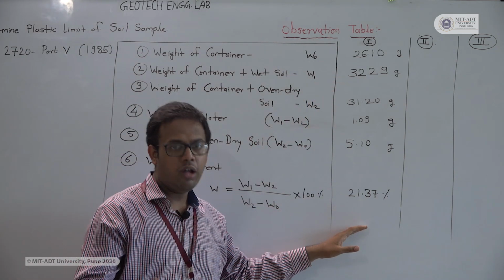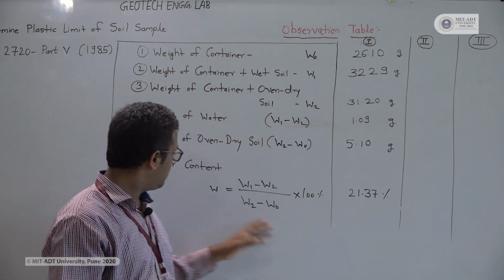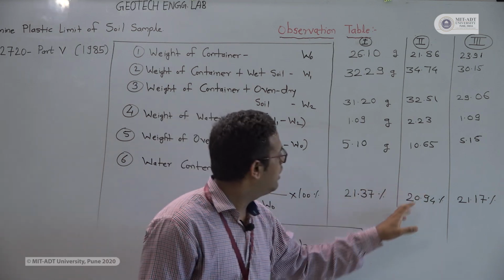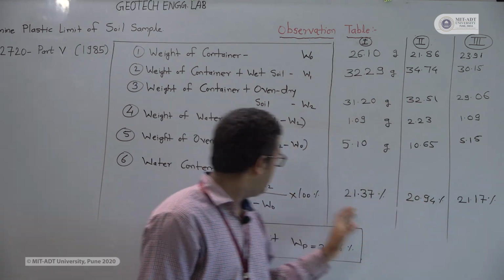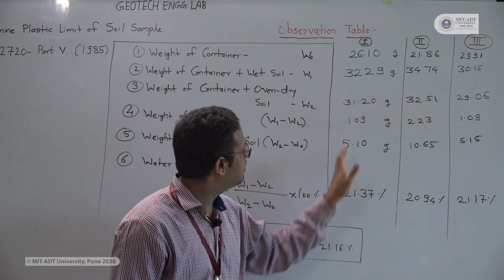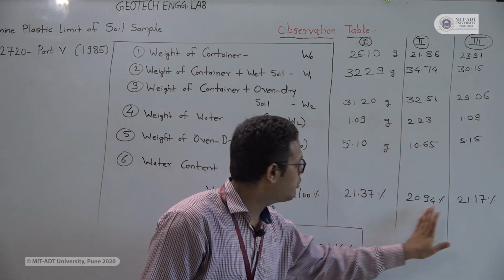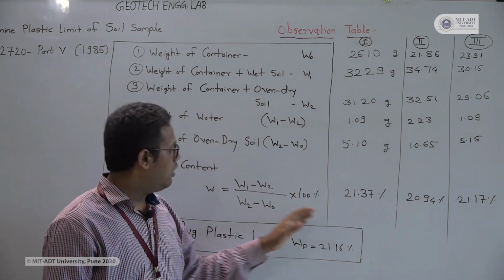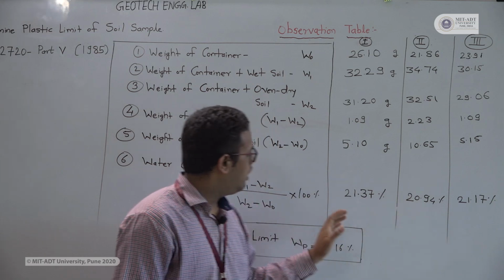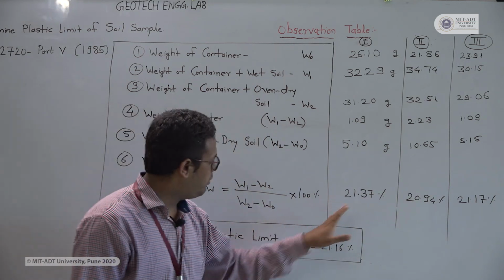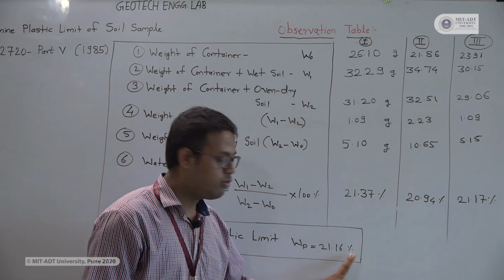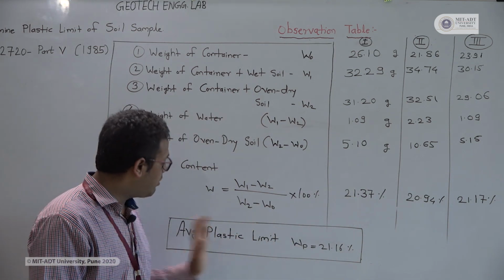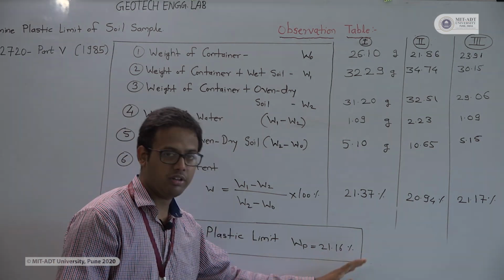We repeat the procedure two more times to take the average value of the water content. After repeating for the second and third time, we get the readings in this way. Just check the last reading: water content for the first trial is 21.37, for the second 20.94 percent, and for the third trial 21.17 percent. If we take the average of these three values, we get the average plastic limit, WP, which is 21.16 percent. So the average plastic limit for this soil is 21.16 percent.